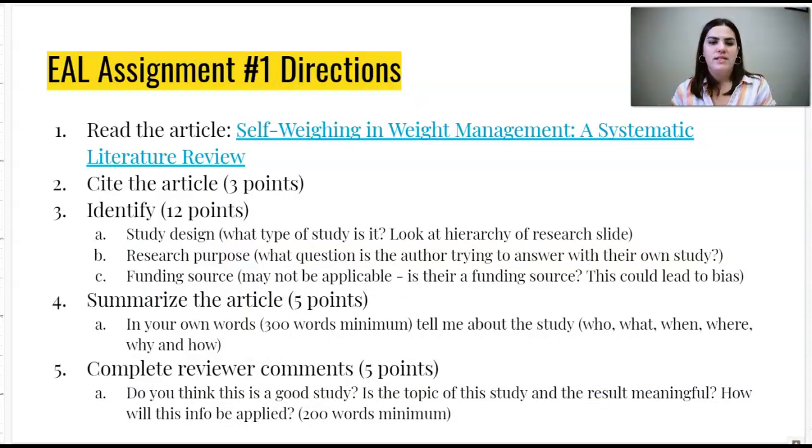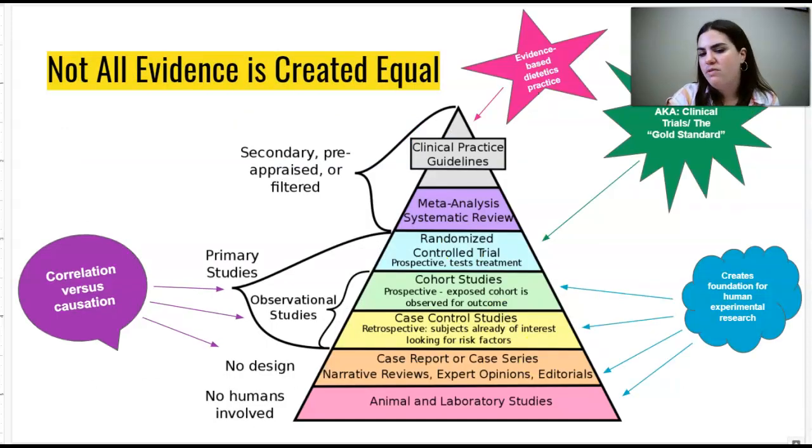Okay, so for this assignment, you are going to read the article that's titled Self-Weighing and Weight Management, a Systematic Literature Review. You are going to cite the article, and that is worth 3 points. And then you're going to identify the study design, the research purpose, and the funding source, and that's worth a total of 12 points. The study design, you're going to tell me what kind of study it is, and if you look at the hierarchy of research slide, that may help you identify which type of study it is.